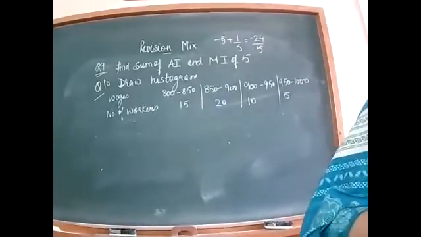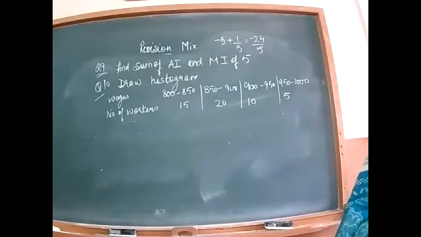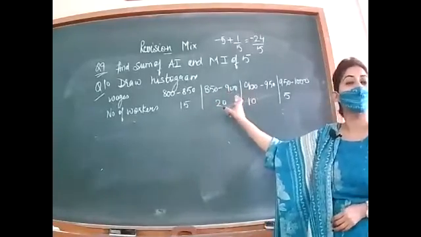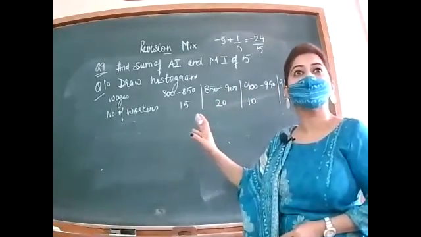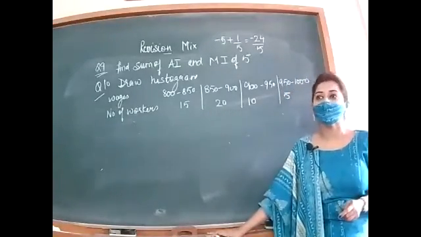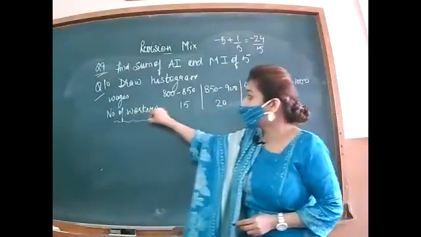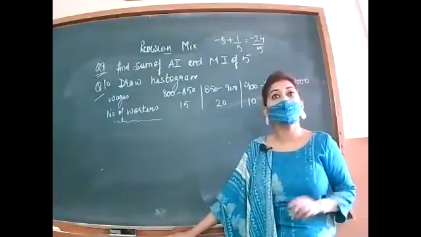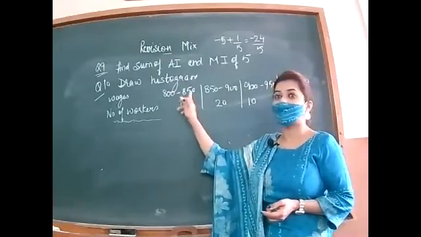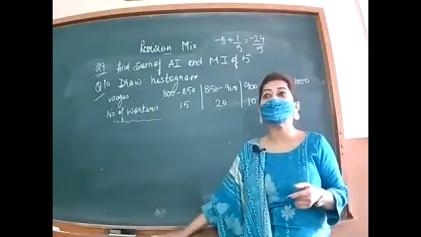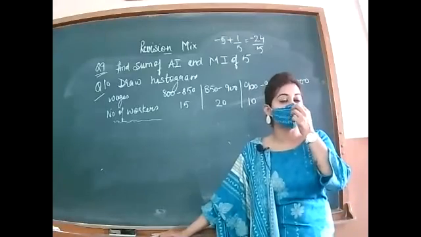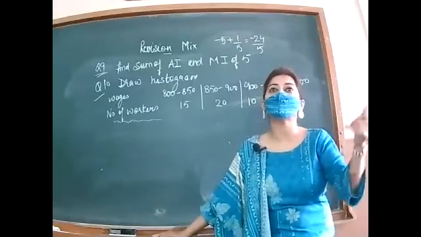Draw histogram. Histogram will be drawn when class intervals are given. Data is in the form of class interval. So draw the class interval on your x-axis and number of workers on the y-axis. Can you tell me another name for number of workers? It is also called frequency. Number of workers are called frequency, meaning how many times the thing is repeating.